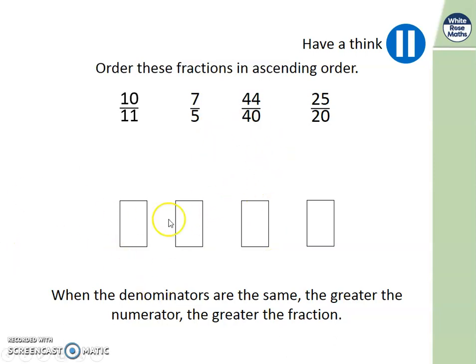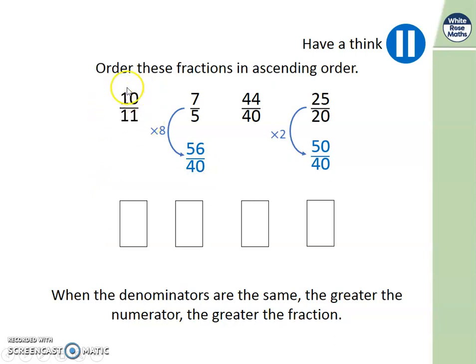Let's try these fractions in ascending order, getting bigger. Have a think, pause the video, have a go, and then we'll do it together. Let's see how you did. Ordering these fractions. First of all, we can see that we could change this to 40ths. This is already 40ths. This could change to 40ths by doubling. And then this one can't change to 40ths.